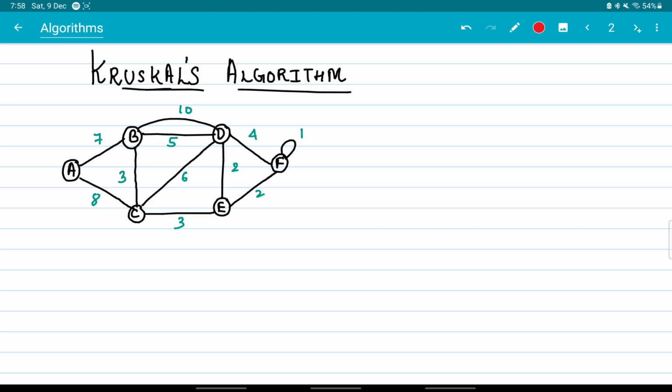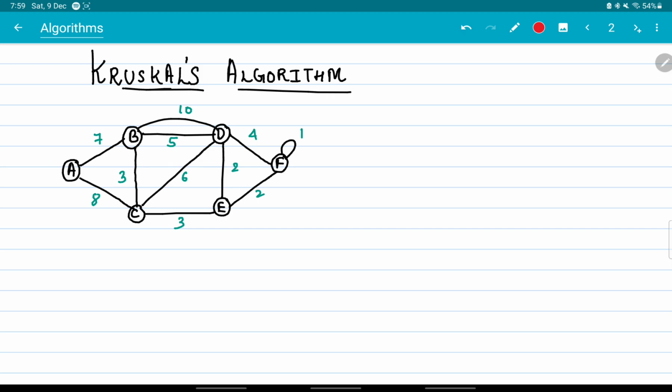What do you mean by total edge weight? That is when you get the spanning tree, if you calculate all these separate edges, that is 7, 8, 3, 3. If you add all these separate edges, whatever total you get should be minimum. Only then is your spanning tree going to become a minimum spanning tree.